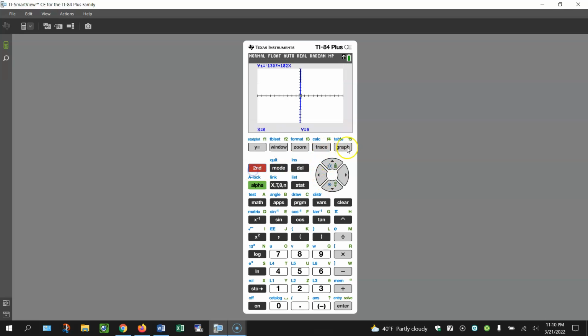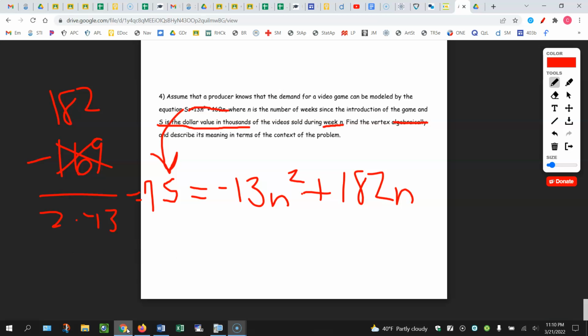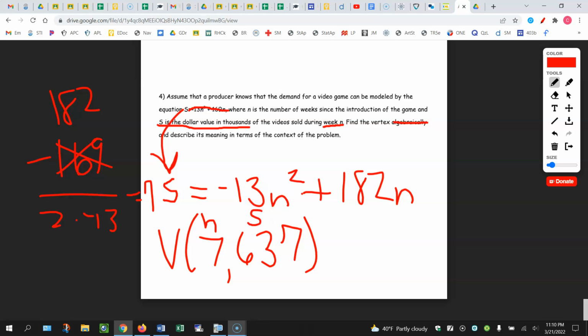Oops, I lost my table. Okay, so there's 7 on your calculator. It's going to go from 5 to 9. The 585s match, the 624s match, and then you have the 7 and 637. 7 and 637. So our vertex is going to be 7, 637. So this is the week. This is the sales in thousands.